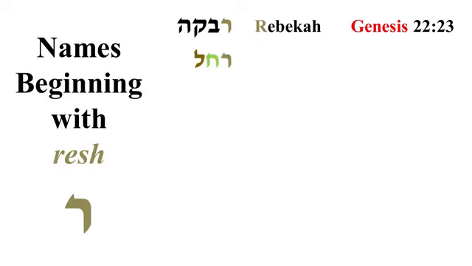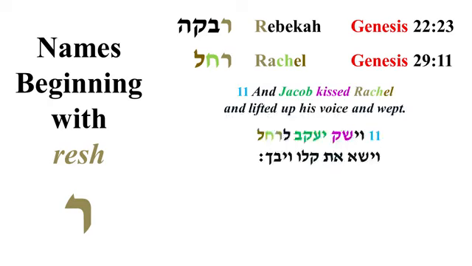Resh, Chet, Lamed. Rachel. In Genesis 29:11, "And Jacob kissed Rachel, and lifted up his voice and wept." Notice her name is not Rachel, it's Rachel. It's a chet in there, which is the hard K sound. We in the English-speaking world often call her Rachel, but it's not.